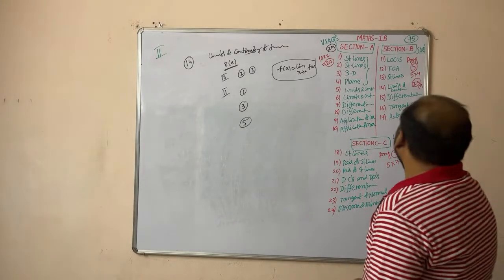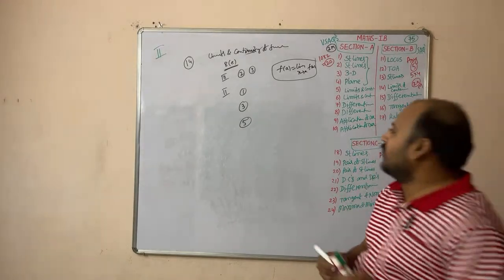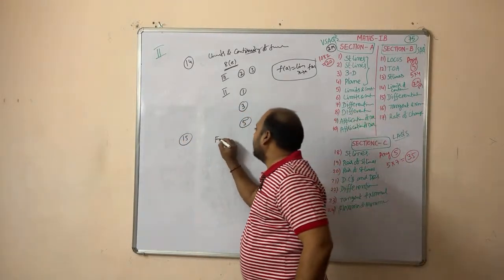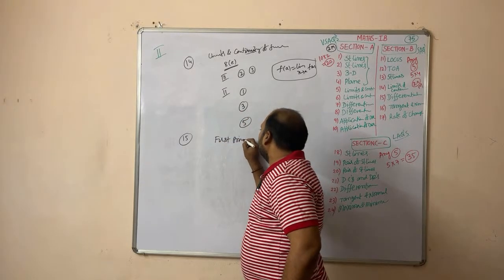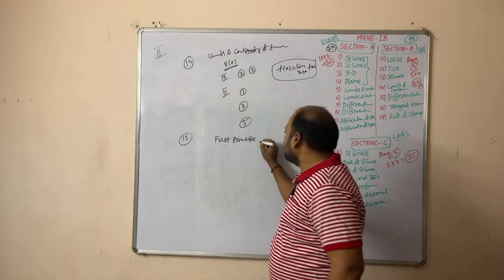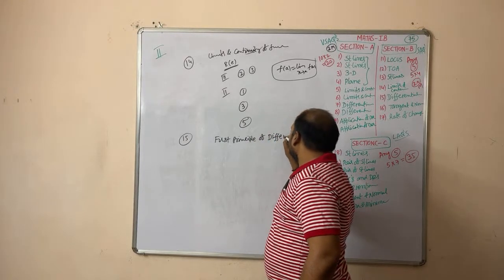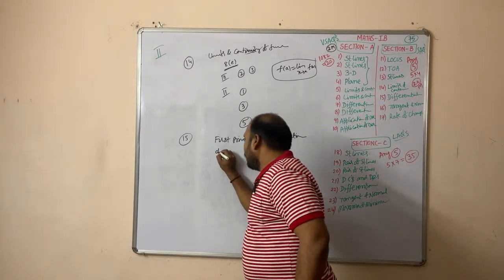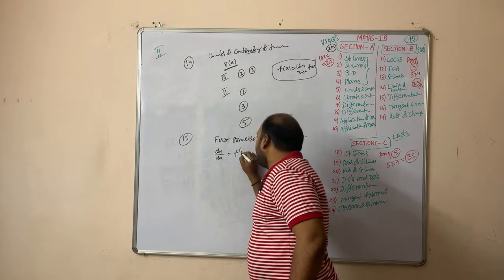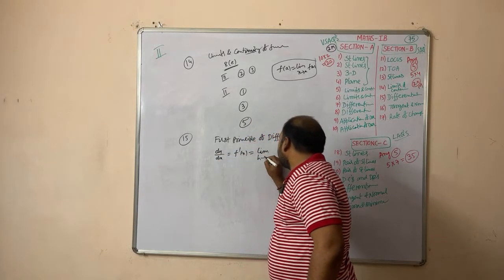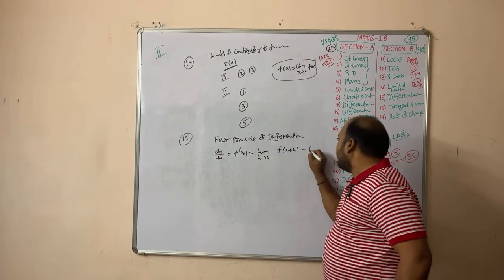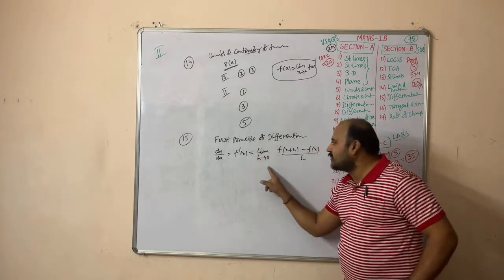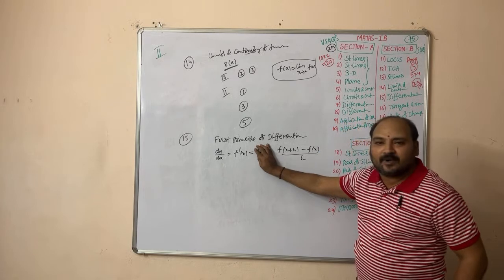Now question number 15, differentiation. In question number 15, differentiation, 90 to 99% possibility, first principle. What is the first principle of differentiation? First principle of differentiation is dy by dx equal to f dash of x equal to limit h tends to 0 of f of x plus h minus f of x divided by h. Most of the students forget to write limit h tends to 0. If you do not write this limit, there is no meaning in this.